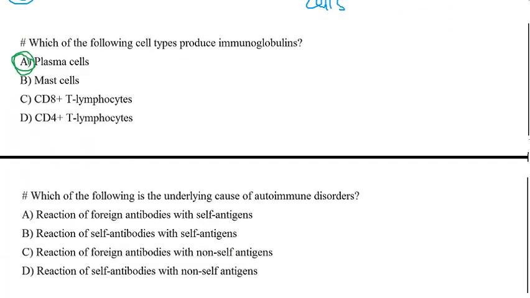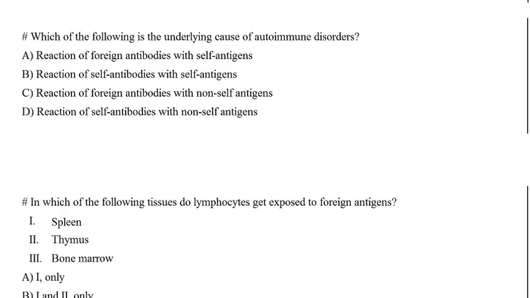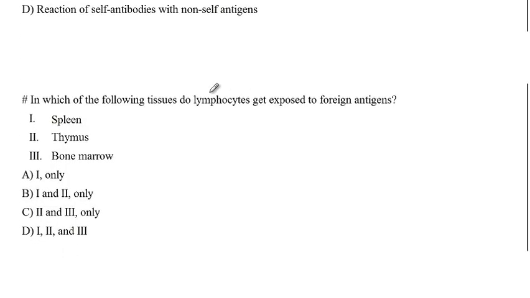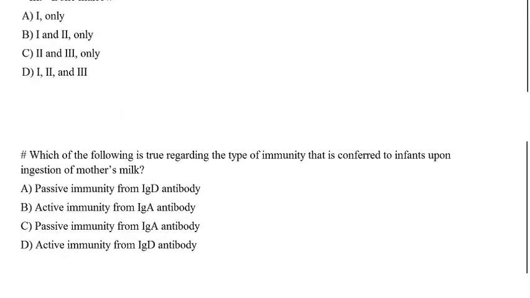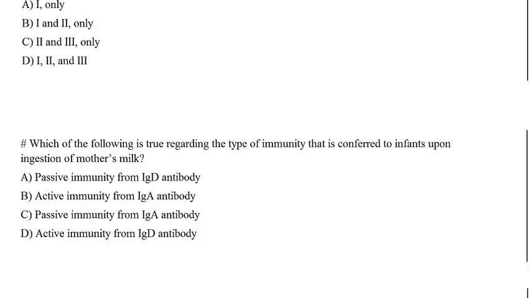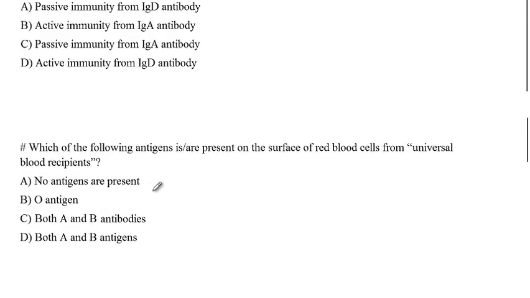Moving on to the last set of questions. Which of the following is the underlying cause of autoimmune disorders? Which of the following tissues do lymphocytes get exposed to foreign antigens? So basically it's telling you which of the following is a secondary lymphoid organ. Which of the following is true regarding the type of immunity that is conferred to infants upon ingestion of mother's milk? And then the last question is, which of the following antigens is or are present on the surface of red blood cells from universal blood recipients?